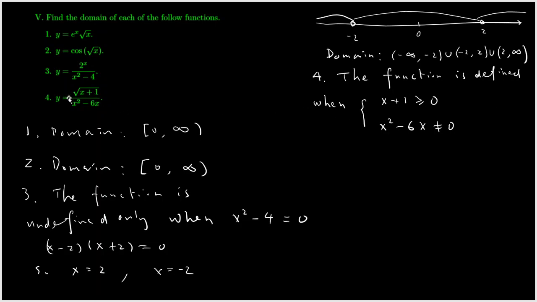Again, when you see two things, one thing is a radical, a square root. The other thing is something in the denominator. You need to take care of the two things. So we have a system of inequalities. You have two inequalities. Now we need to solve the inequalities for x.